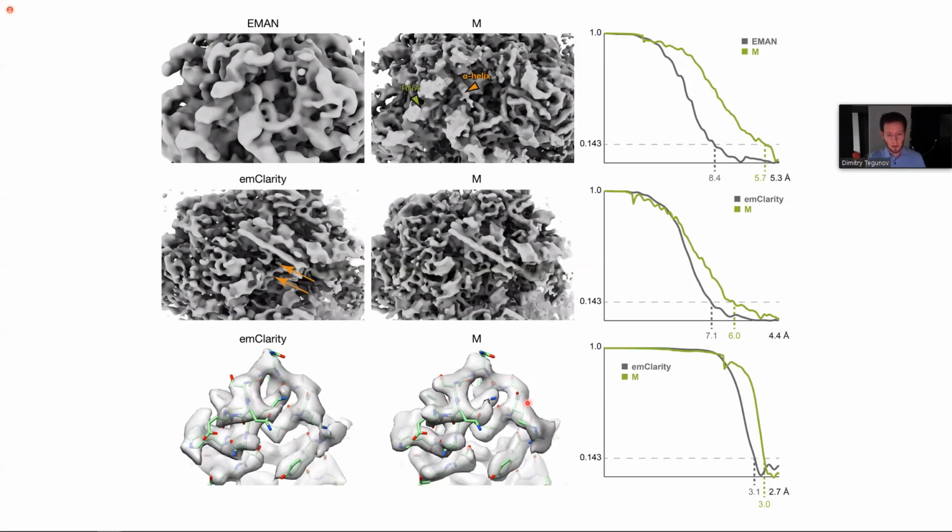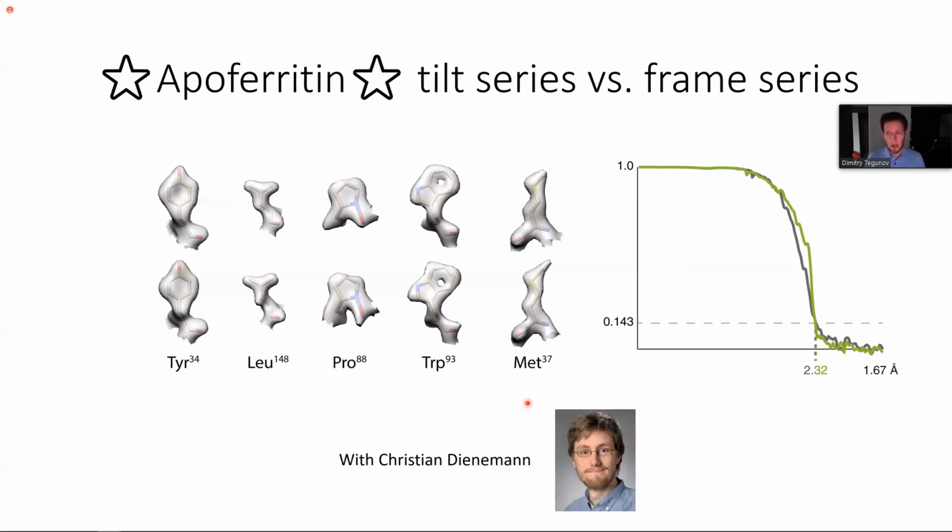And when I saw that EM works reasonably well for frame series and tilt series, I asked myself whether, if we collected data in the very same way for frame series and tilt series, so exactly the same sample, adjacent holes, the collection as similar in terms of quality as possible, we could see any difference in resolution. So I asked my colleague, Christian, to do that.